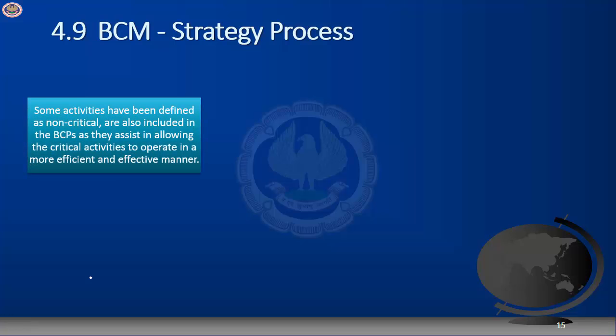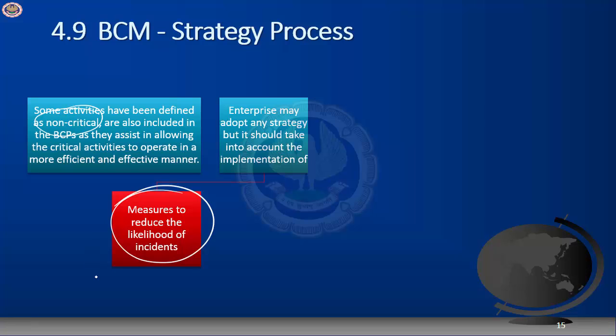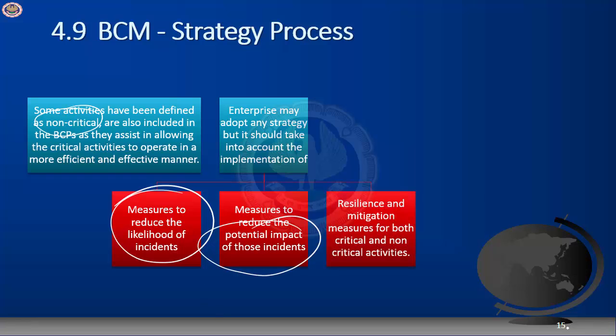Now let's look at it further. When you look at the strategy process, you may decide that some of the activities are going to be non-critical. Now these may also be included in the business continuity plan, but if they're going to impact the critical activity, you'll also decide what should be the strategy to be adopted, and this should consider the implementation of the measures or the controls you need to have to reduce the likelihood of the events. And you can also look at reducing the potential impact of these events. And you're looking at the resilience and the mitigation measures for both critical and non-critical activities as relevant.